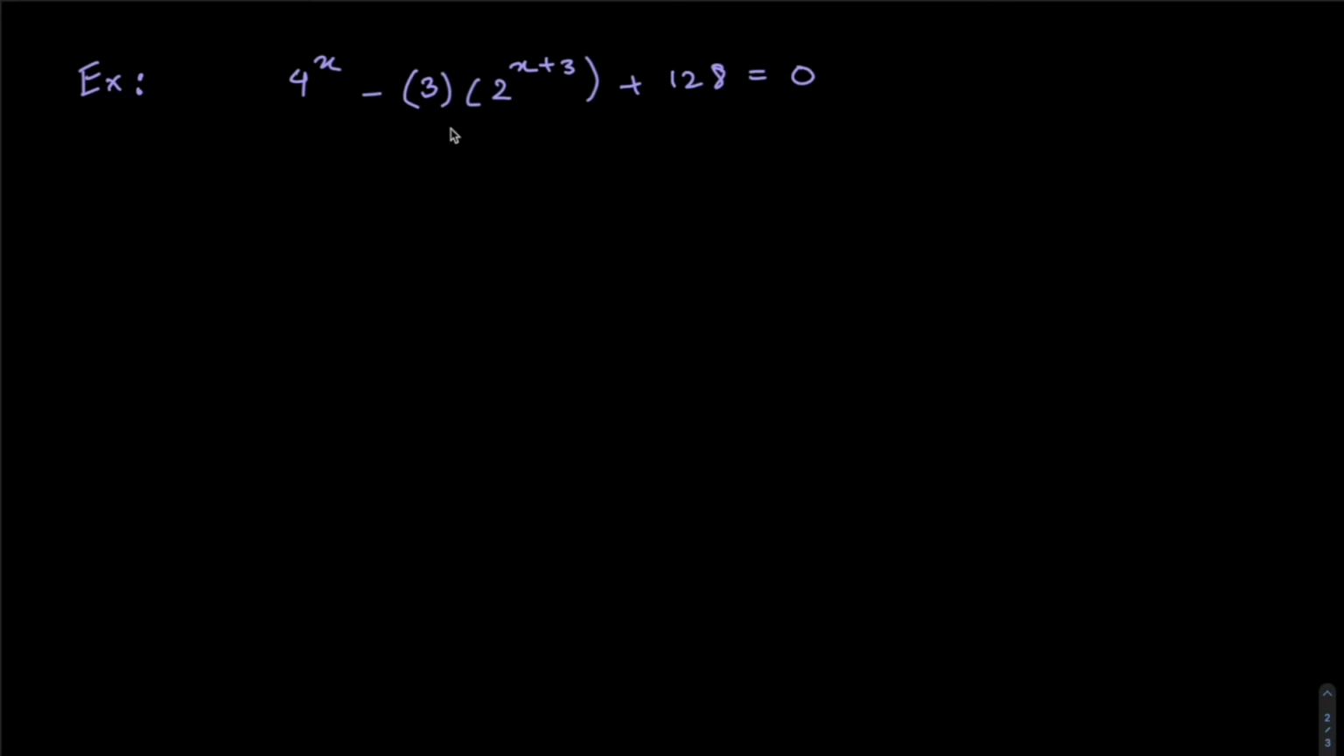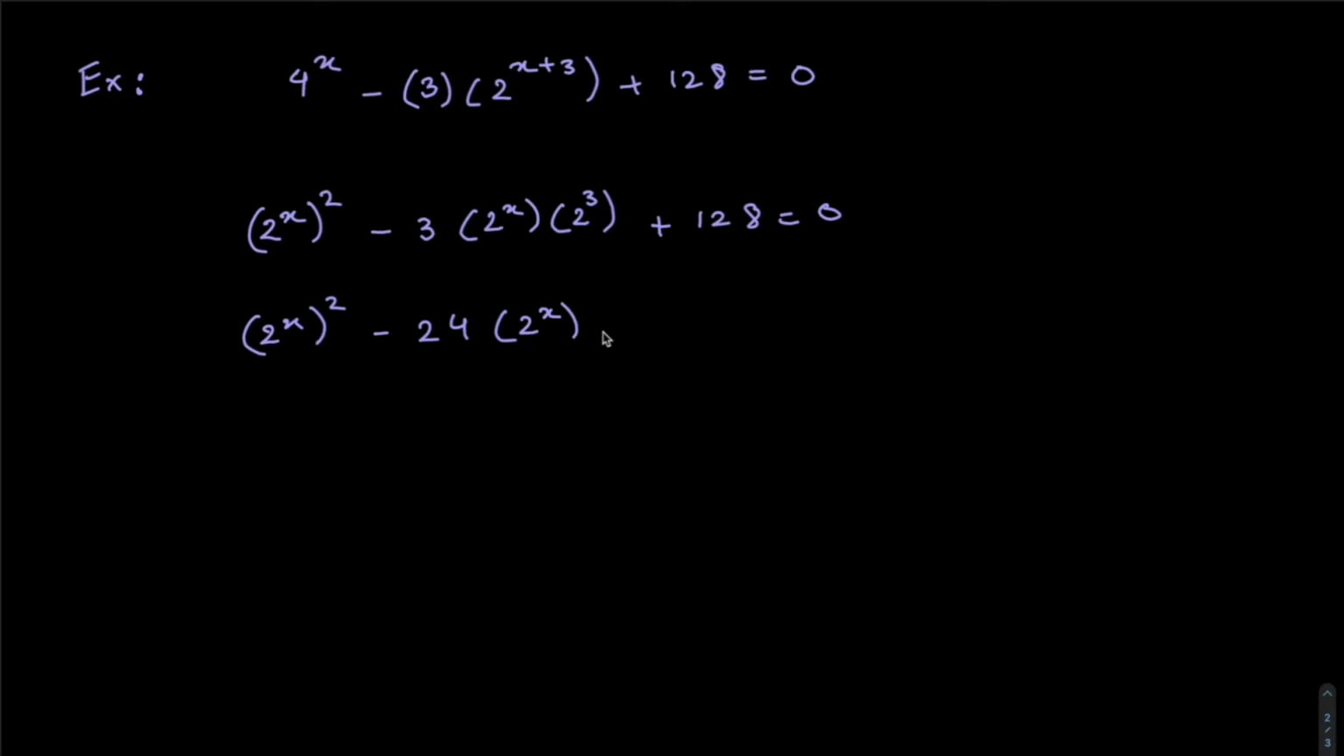So what we do is slightly rearrange what we have. I see 2 raised to the power x here, so I'm going to break this up first. I'm going to write this as 2 raised to the power x, whole squared. Then I'm going to break this up: 3 times 2 raised to the power x times 2 raised to the power 3. We can break this up with simple exponent rules, and it is equal to 0. Now I know this is 8, so I can multiply this and this together. 8 times 3 is 24. So I'll rewrite the same thing again: 2 to the x whole squared minus 24 times 2 raised to the power x plus 128 is equal to 0.